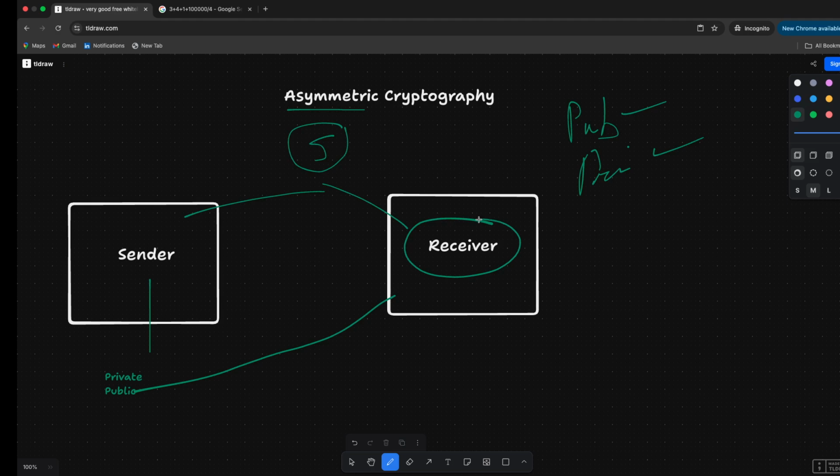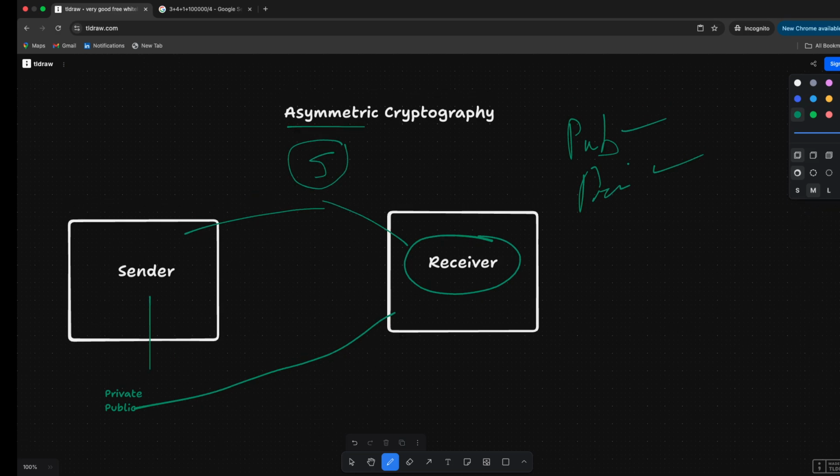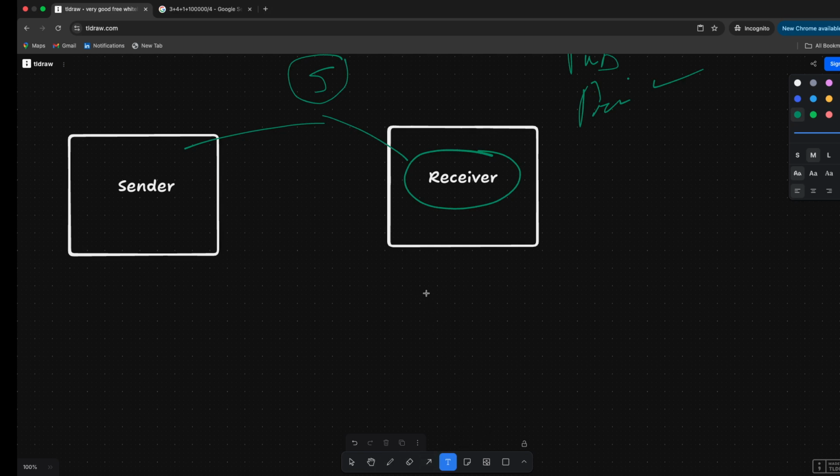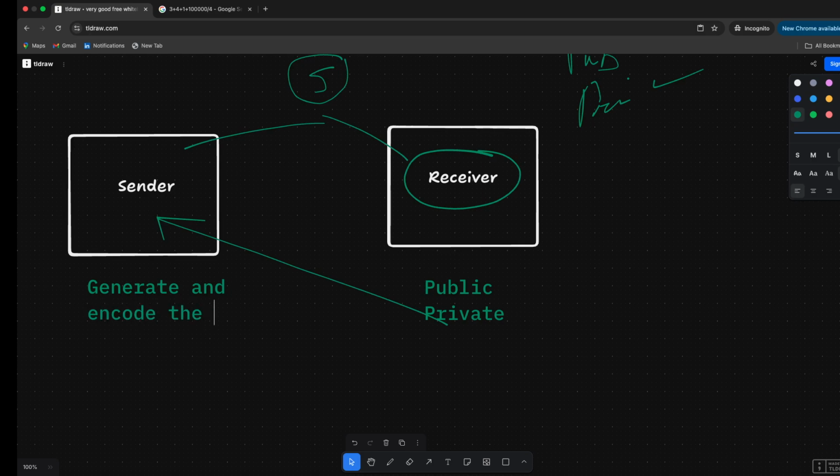So what is the receiver going to do? Okay, I guess we got something wrong. At the receiver end, we are going to generate two keys, one public and one private. Now the public key is going to be sent to the sender. Now the sender is going to generate the message and encode it using the public key.